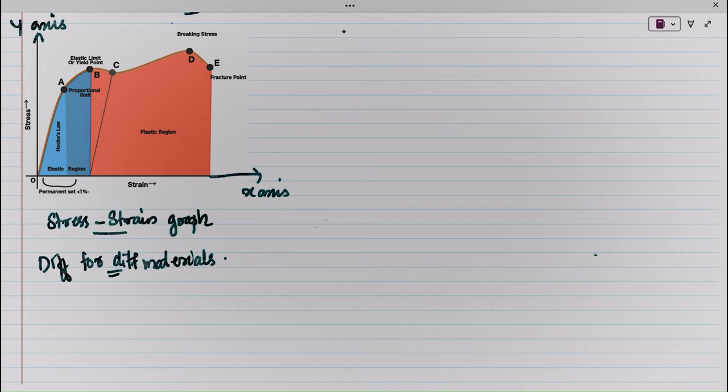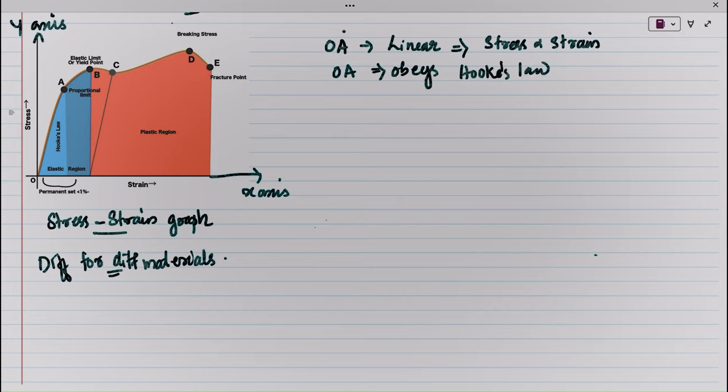Consider the figure and consider the region OA. We can say that OA is linear in shape. It means the stress is directly proportional to strain. We can say that the region OA obeys Hooke's law. Then the proportionality is maintained up to the point A. So we call A the proportionality limit. This is the first region.